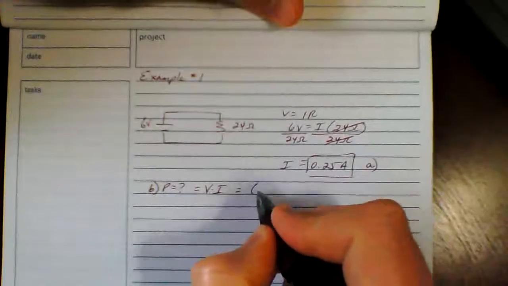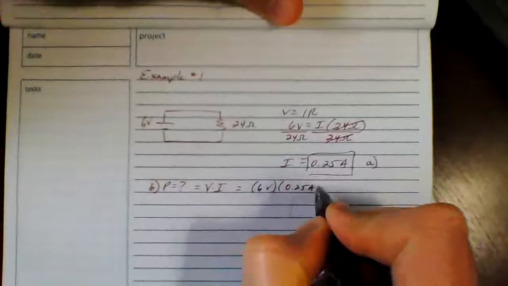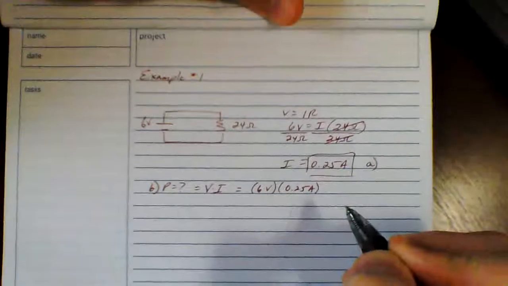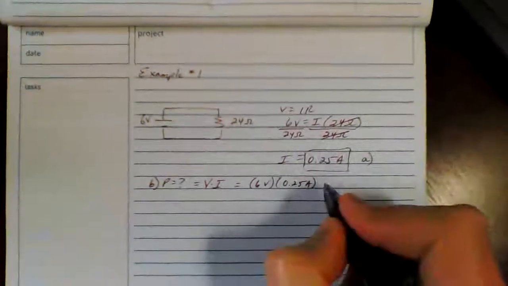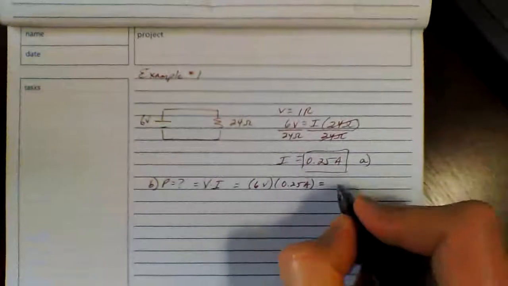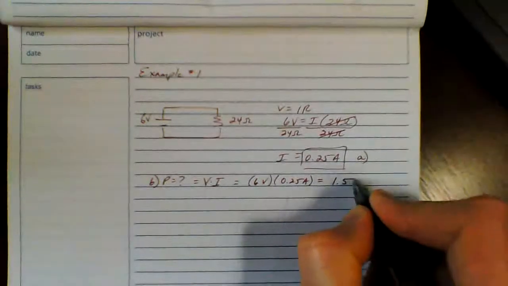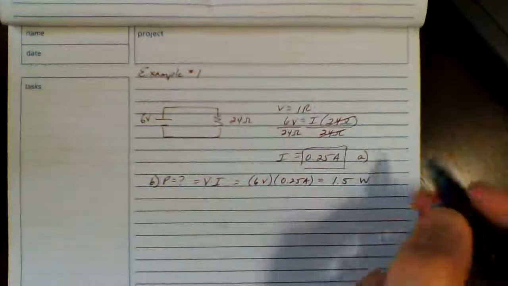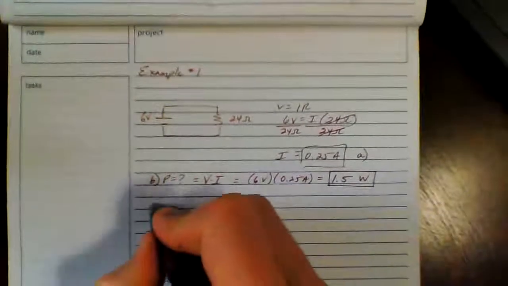So voltage is 6 volts, and I is 0.25 amps, right? So it's 6 volts and 0.25 amps. We multiply those together, and we are going to find that the power is equal to 1.5 watts. Power is measured in watts, right?